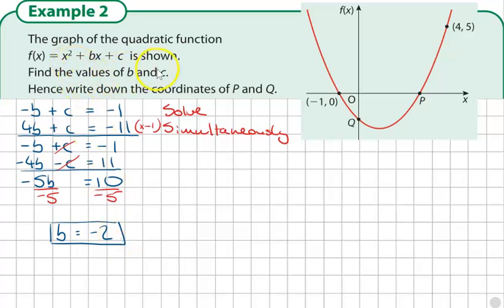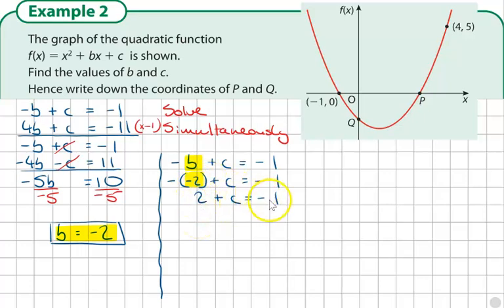So we were asked to find the values of b and c. We now have the value of b. B is equal to minus 2. We now need to find c. So we write out one of the equations. It doesn't matter which one. I'm going with the top one. I'm going to swap the b for a set of brackets. And into the brackets, I'm putting minus 2. So minus minus 2 is positive 2. So I have 2 plus c is equal to minus 1. And then solving for c, getting c on its own, the 2 comes over, it becomes minus 2, and minus 1 minus 2 is minus 3. So c is equal to minus 3. So we were asked to find the values of b and c, and they are minus 2 and minus 3.